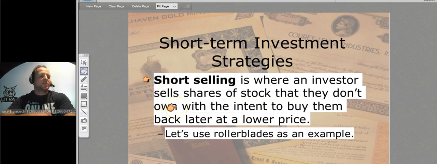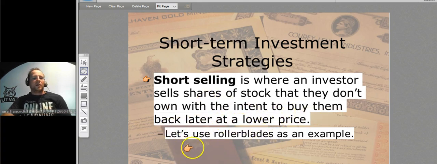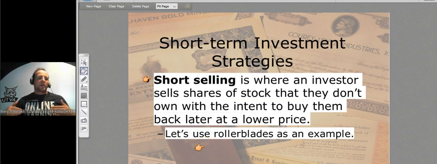Short-term investments. Short selling is where an investor sells shares of stock that they do not own, with the intent to buy them back later at a lower price. So people buy stocks for a little bit, wait for them to go up, sell, buy some other low stocks, wait for them to go up, and then sell.